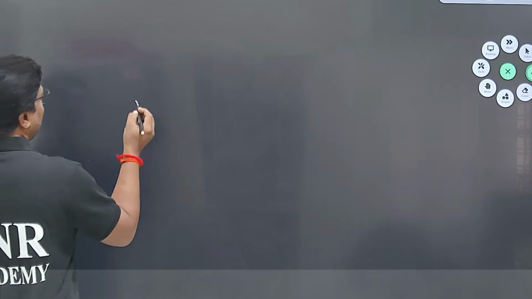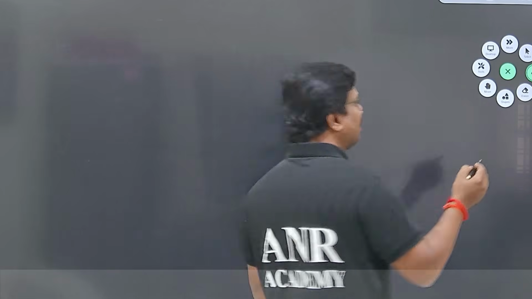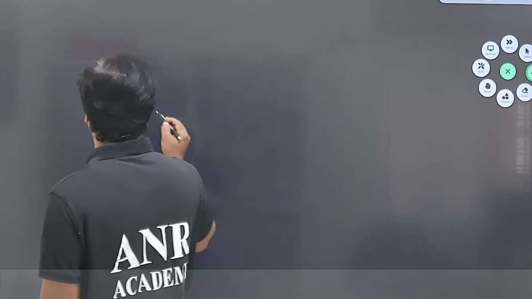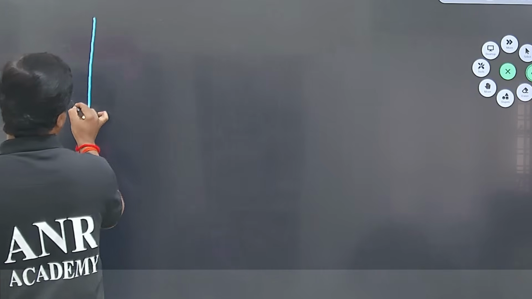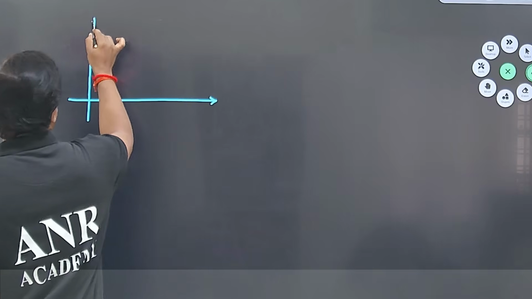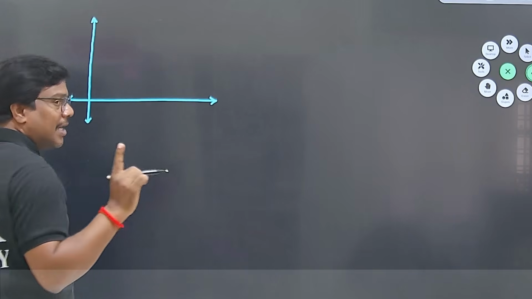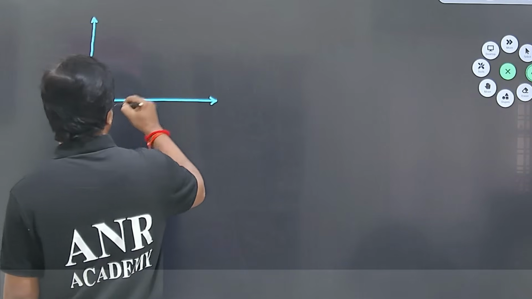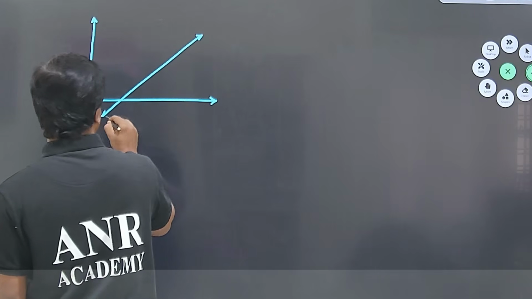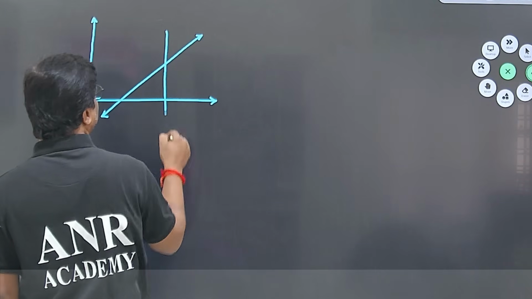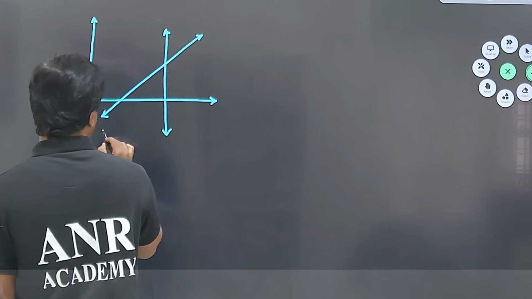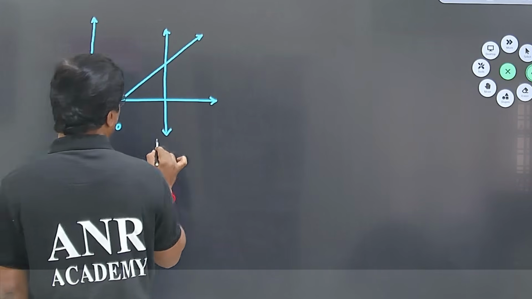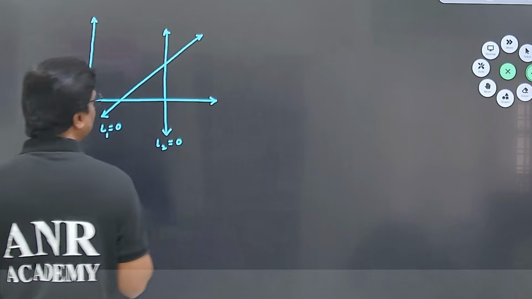You know that if two lines are perpendicular in the real system, the product of slopes becomes negative unity. You know this. See here. Suppose the two lines are perpendicular and they are not horizontal and vertical, remember. There is a straight line, the first one, and suppose that this is another straight line. L1 is the first line, L2 is the second line.